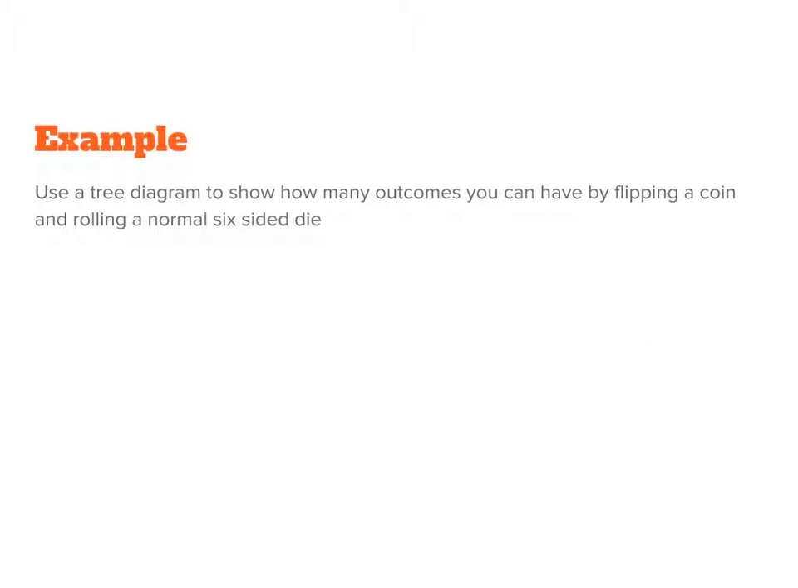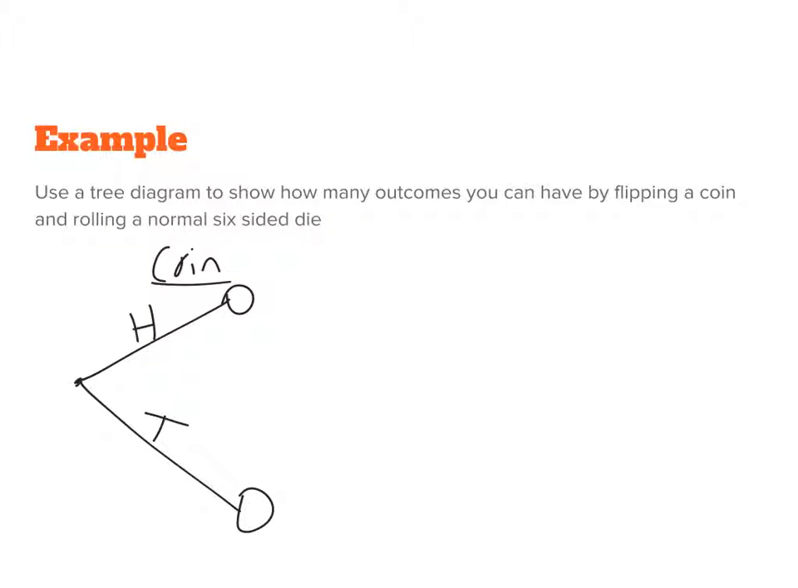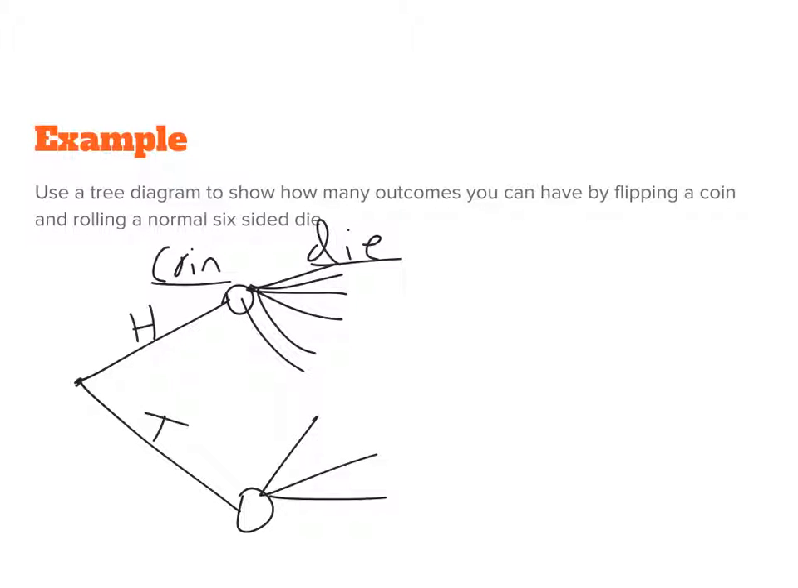Our next example, we're going to flip a coin and roll a normal 6-sided die. Again, starting here, I'm going to do the coin first. For the coin, there's only 2 choices, heads and tails. Those are my 2 outcomes there. And then when we roll the die, there are 6 different choices. So for each one, I've got to have 6 different lines coming out. So I've got 1, 2, 3, 4, 5, 6, and 1, 2, 3, 4, 5, and 6.